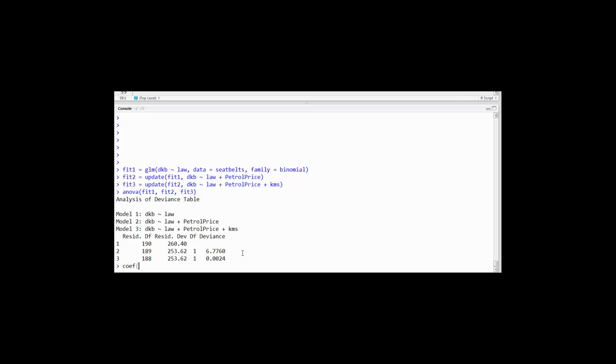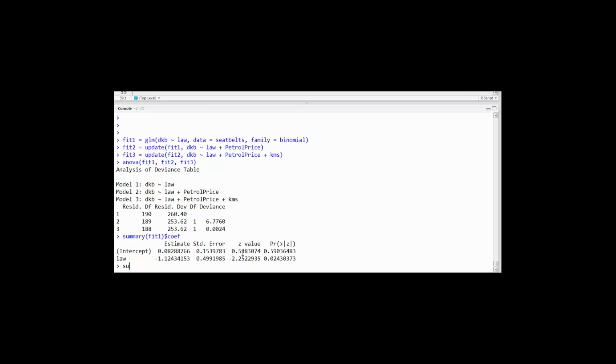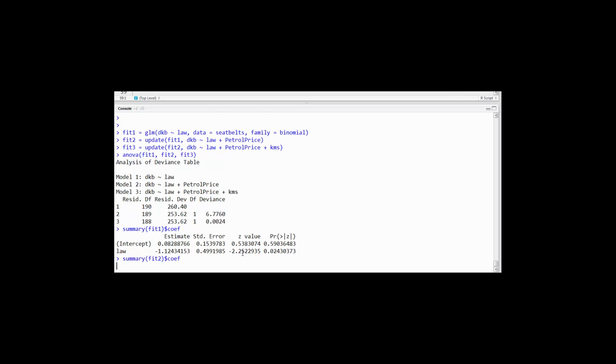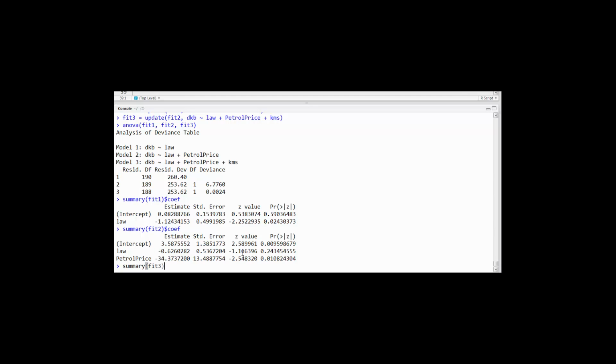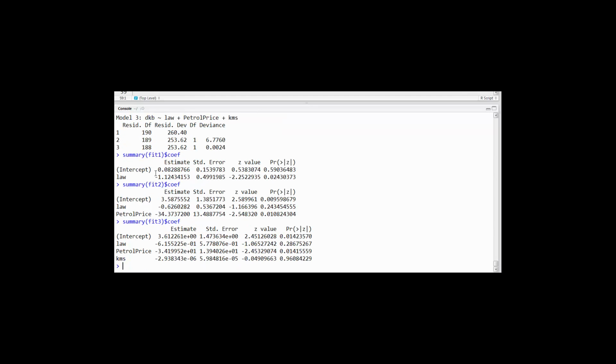So let's look at the coefficient table: summary fit 1, summary fit 2, and summary fit 3. Our law variable, which is what we're interested in, suggests a rather large decrease in the log odds for before and after enactment of the law. However, that decrease in the odds of greater than 119 drivers killed that month attenuates quite a bit by the inclusion of petrol price.